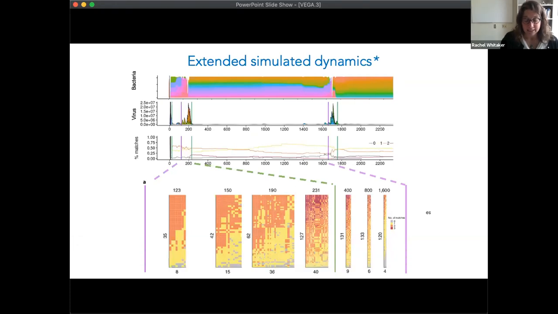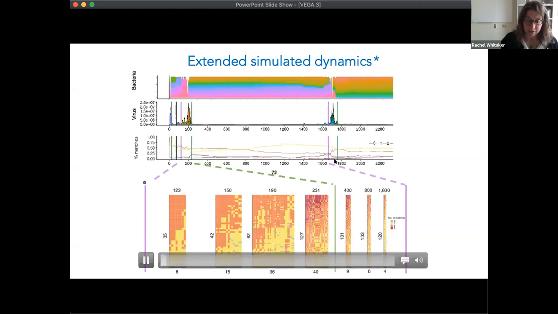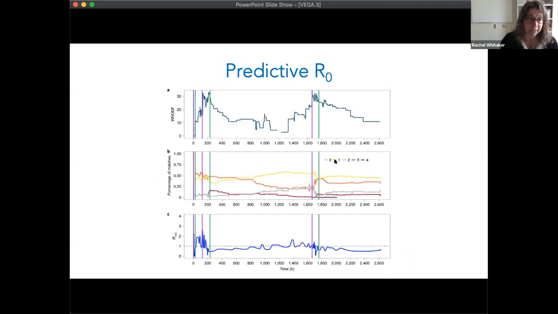So the idea is that we can look at the simulated structure and predict a value for R0. This is an R0 that we're calling the mutation R0, which is the accessibility of the host population to single virus escape mutants.